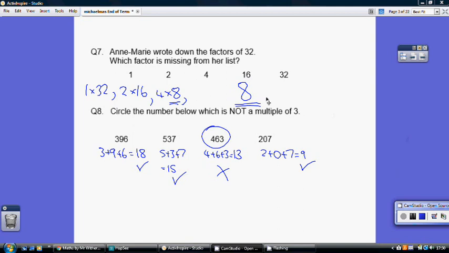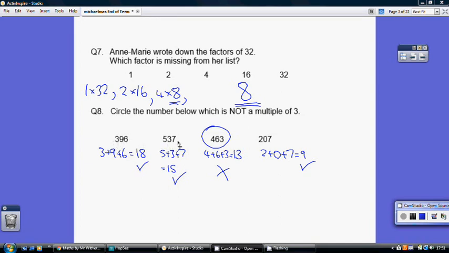Question 8. Circle the number below which is not a multiple of 3. Well, one little trick when trying to work out what's a multiple of 3 or not is to add the digits together, and if the total of those digits is divisible by 3, then the number itself is divisible by 3. So for example, 396, if you add the 3 digits together, 3 add 9 add 6, you get 18, and 18 is divisible by 3, so therefore 396 must be divisible by 3.